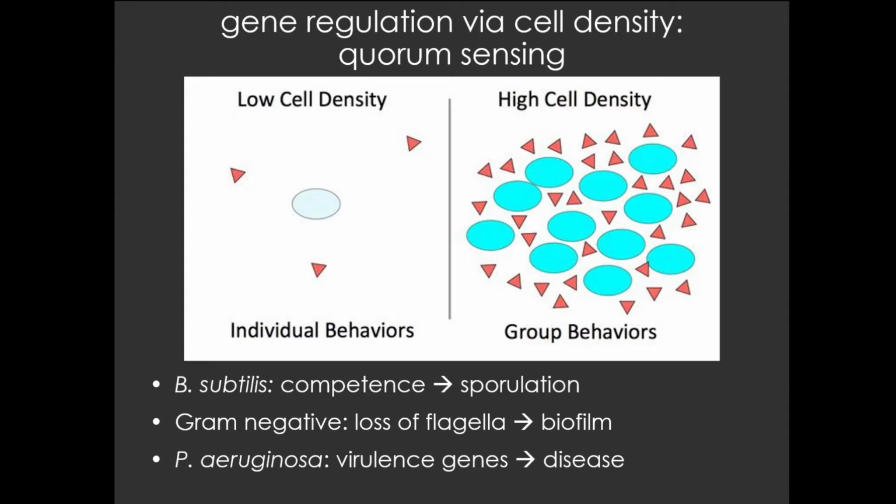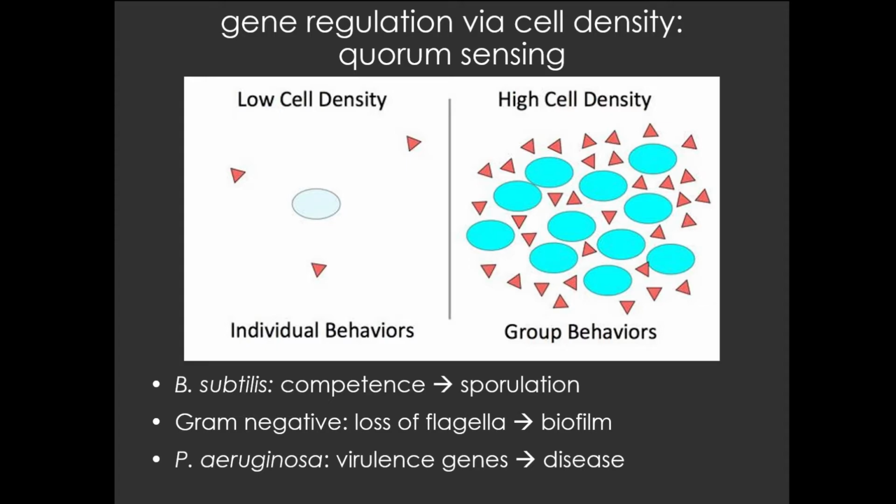And at low density of cells and low density of these proteins, bacteria will exhibit individual behaviors, but when the level of these proteins in the environment gets high enough, the cells will turn on different genes and exhibit group-like behavior, right? Almost exhibit a multicellularity to their behavior.